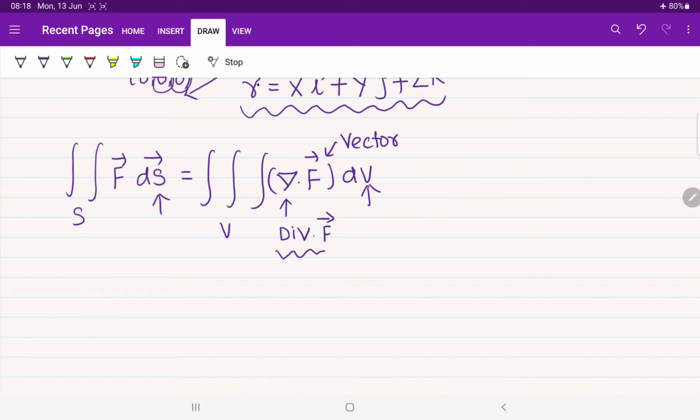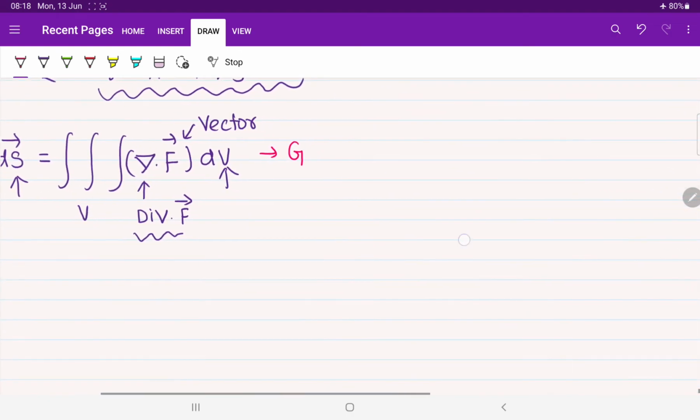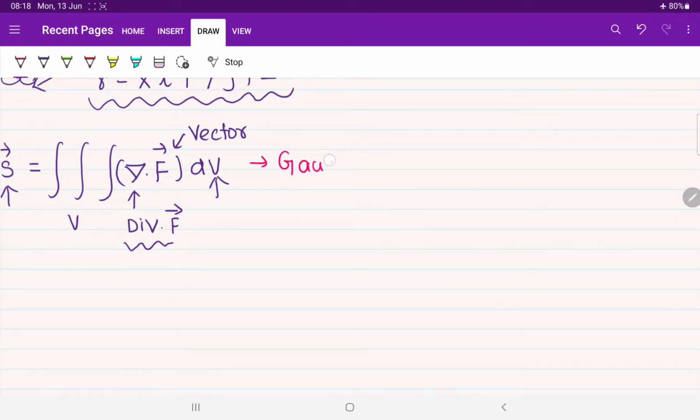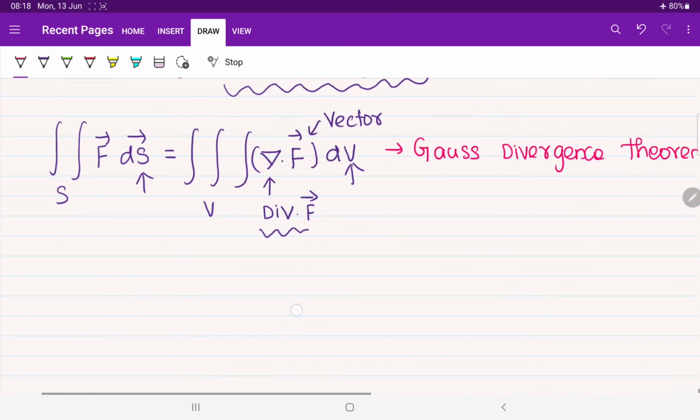Divergence. Anyway, we brought the relation between surface integral and volume integral. Of course, this theorem is simply called the Gauss divergence theorem. It's the most beautiful theorem; we can bring the answer easily with the help of this.